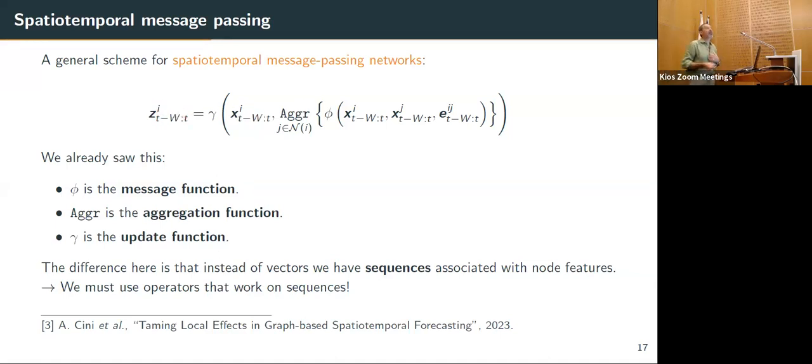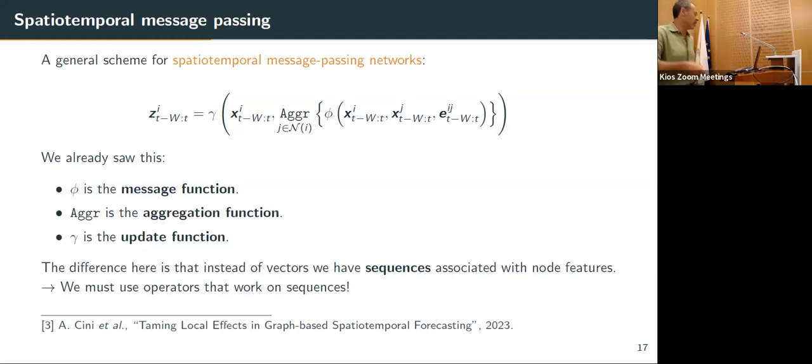And what you get is my new state. Functions phi, gamma are regular functions, but maybe not, in the sense that if we needed to process time here, we need to process time in the message. Time, we need to use recurrent neural networks, transformers, temporal convolutional neural networks, you see? So phi can be a multi-layer perceptron, but maybe not.